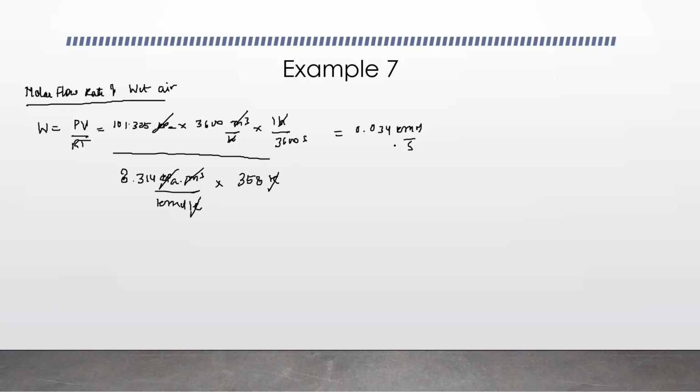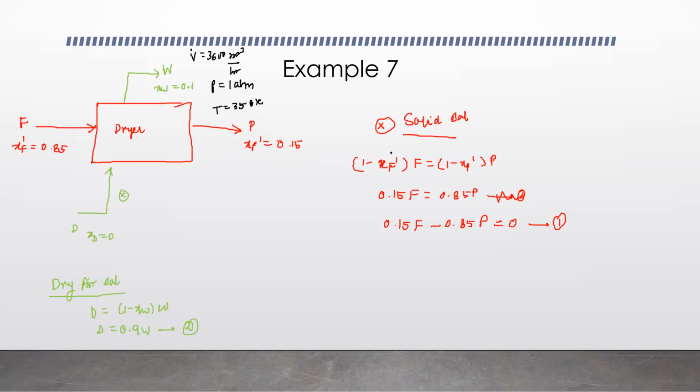All right. So if this is W, then of course D is going to be 0.9 into 0.034 kilomole per second. So that is going to be equal to 0.0306 kilomole per second. That is what we have got for dry air.